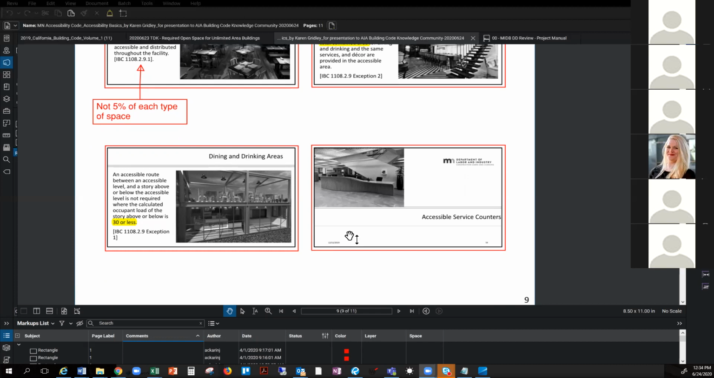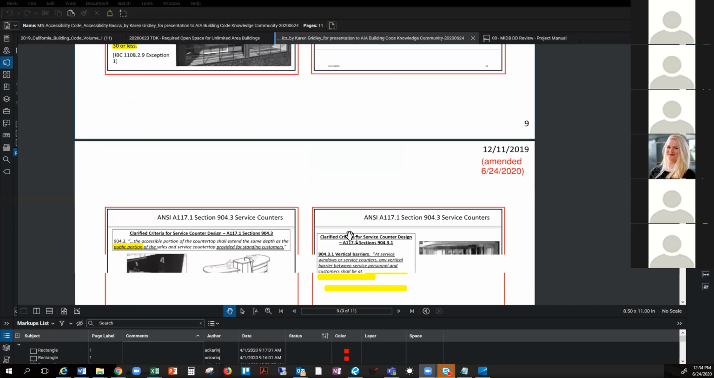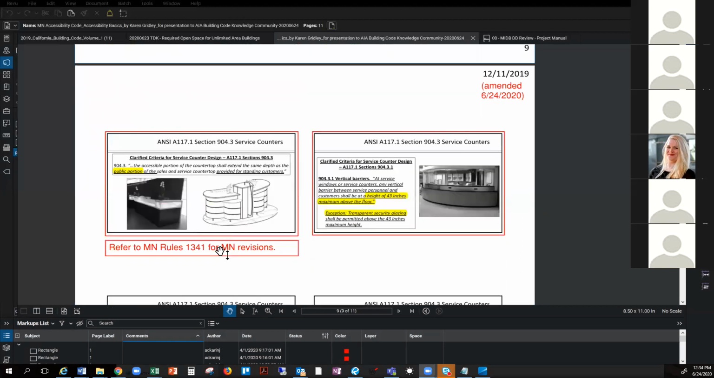And then accessible service counters. So 1341 talks again about the public portion of the sales and service counters. And you know what your heights have to be, a height of 43 inches maximum above the floor. Oh, that's having to do with the vertical barrier between the service personnel and customers.